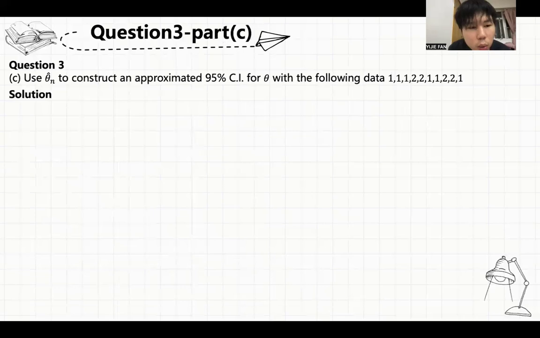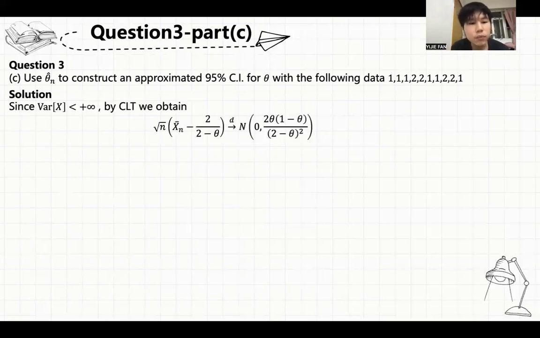Okay, in question 3, we need to use theta n hat to construct an approximated 95% confidence interval for theta with the following data. Okay, we notice that the variance of X is less than positive infinity. So by the central limit theorem, we obtain this convergence relationship.